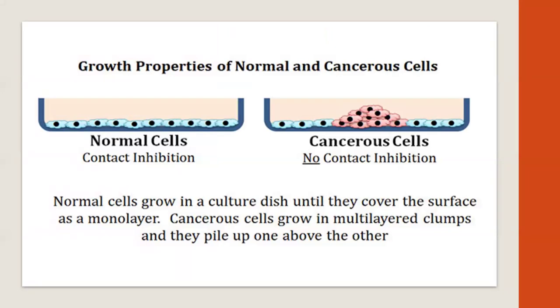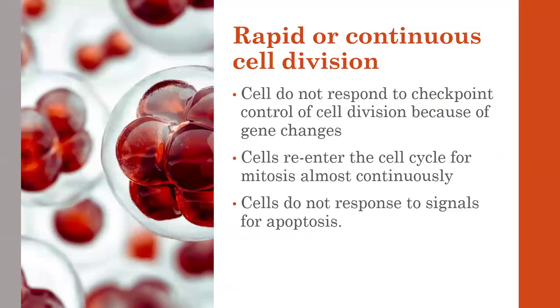So with normal cells, they like to take up the same amount of room that they are allocated. Cancerous cells don't care about this and they like to clump up, and they have no contact inhibition, so they grow on top of each other and take up as much room as they like.